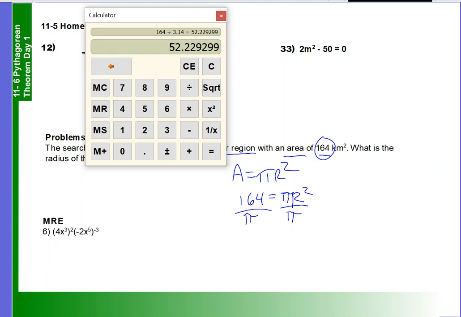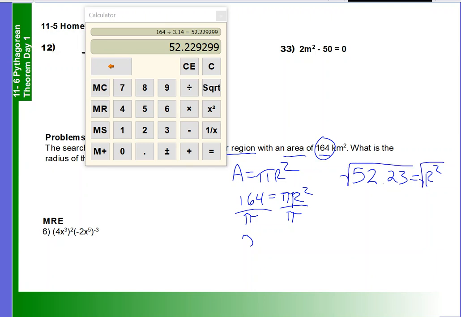All right. So then I have 52.23 is equal to the radius squared. What's the opposite of squaring? Square rooting. So take the square root, take the square root.